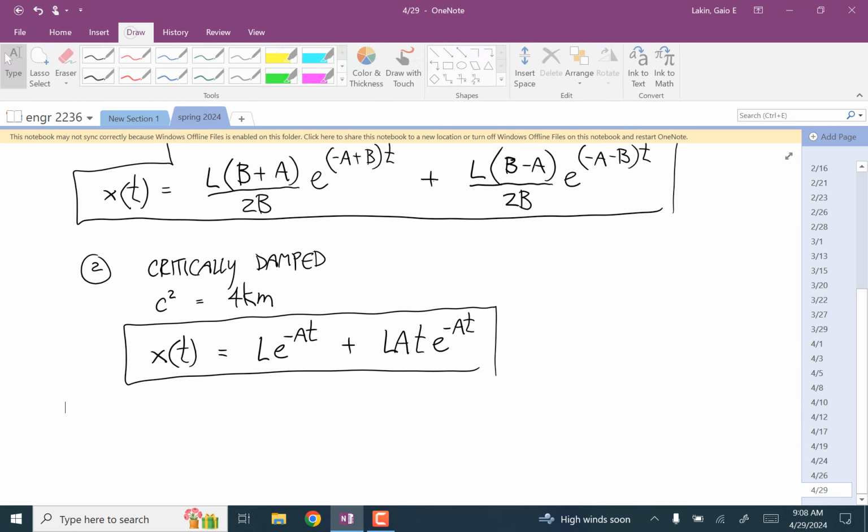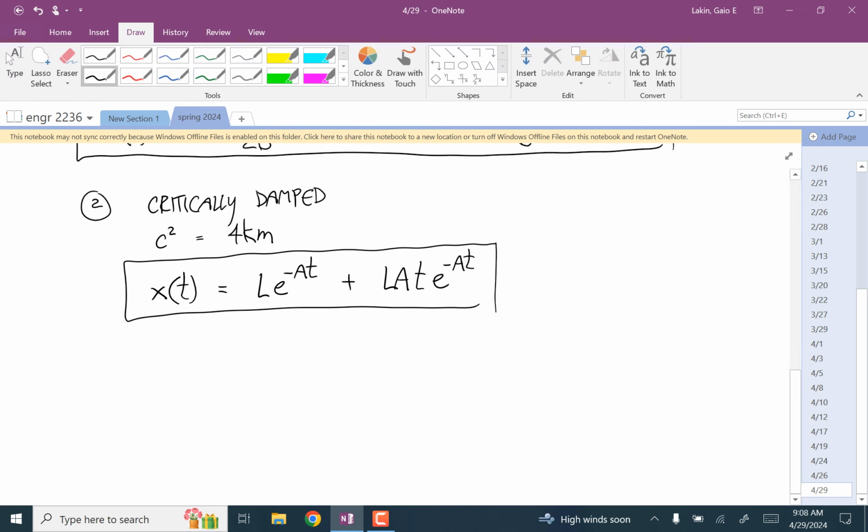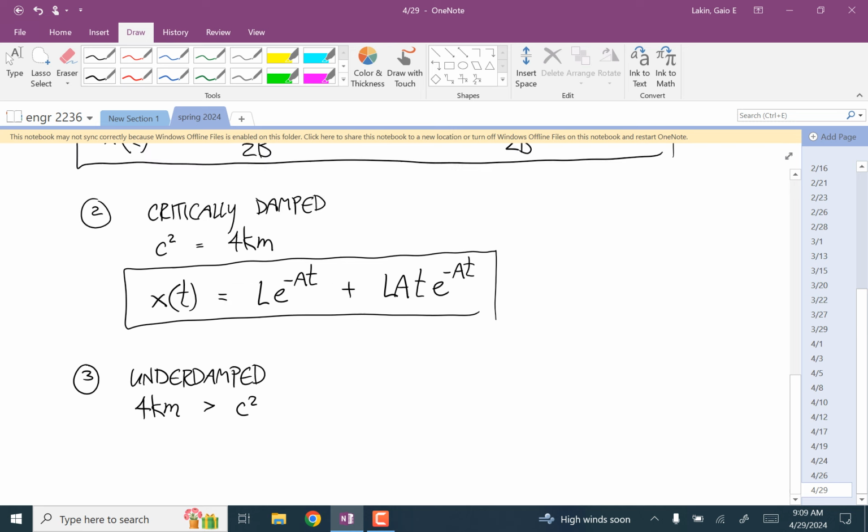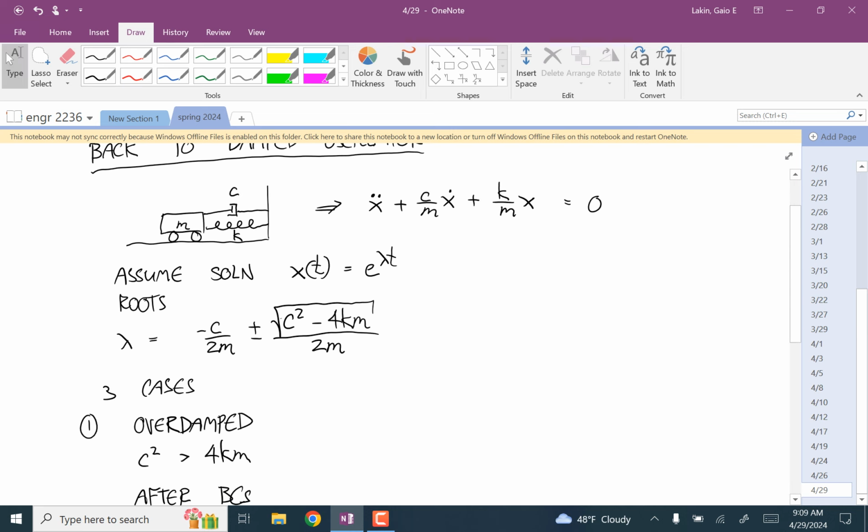Now we're going to case 3, and that's underdamped. That's the case where 4km is greater than c squared. And the thing that changes everything is that when 4km is greater than c squared, you can see that this second term is imaginary.